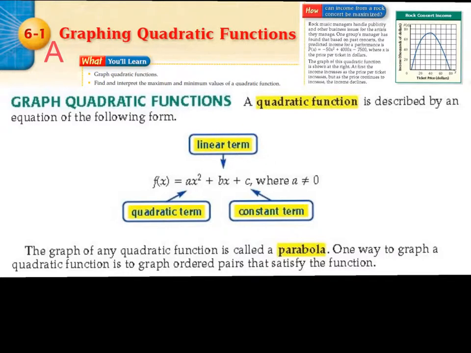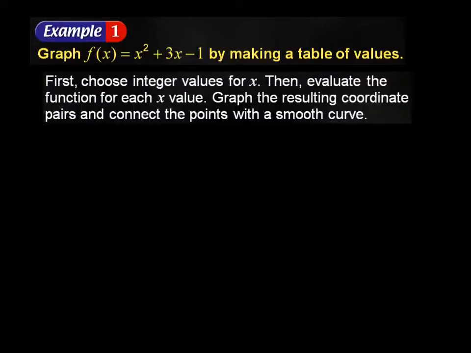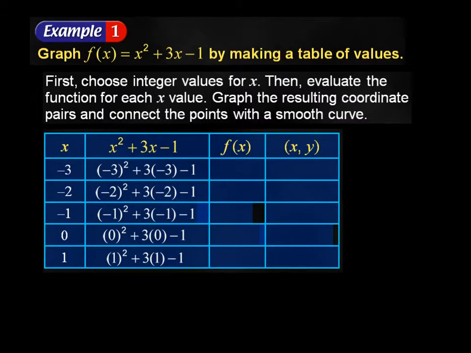One way to graph a quadratic function is to graph the ordered pairs that satisfy the function. Graph f of x equals x squared plus 3x minus 1 by making a table of values. First, choose integer values for x. Then evaluate the function for each x value. Then we'll graph the resulting coordinate pairs and connect the points with a smooth curve. You guys are blessed to have calculators with a table feature.